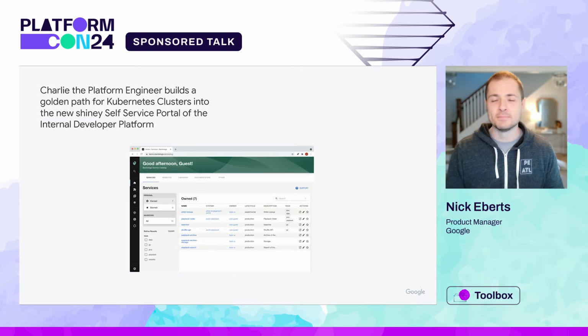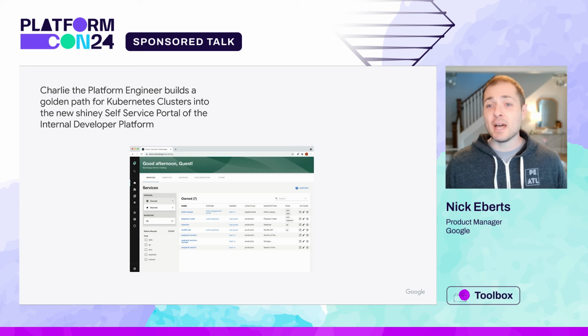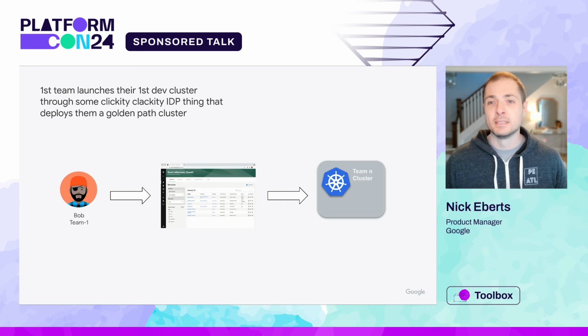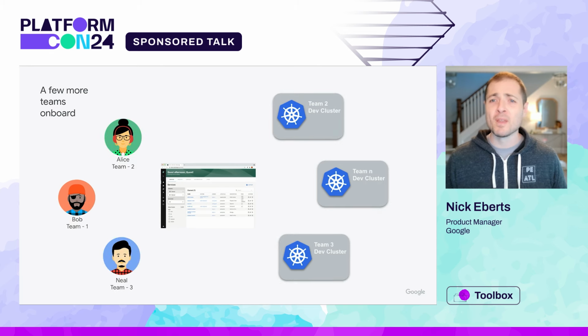First, let's start with the story. On day 0, Charlie, the platform engineer, creates a streamlined golden path for Kubernetes clusters with a new shiny self-service portal, right? So now you have an IDP portal ready for click and deploy operations. Great. So the first user comes along, Bob, and he says, hey, I want to launch a dev cluster, goes through the entire process and successfully creates a cluster. He receives credentials to that cluster and then starts kubectling to his heart's content, deploying applications and just enjoying the experience, right? Then in the following weeks, that initial success expands.